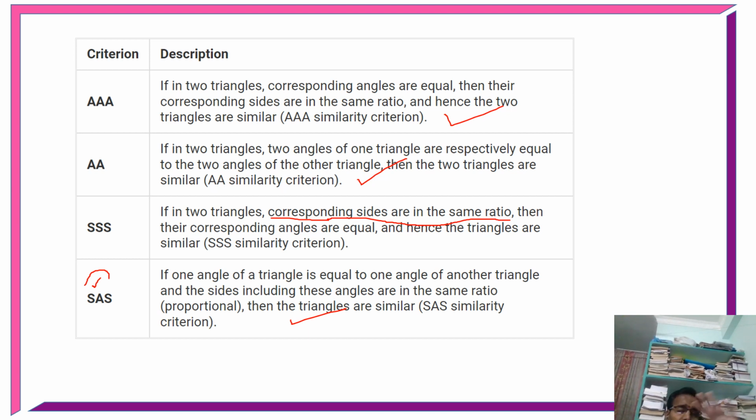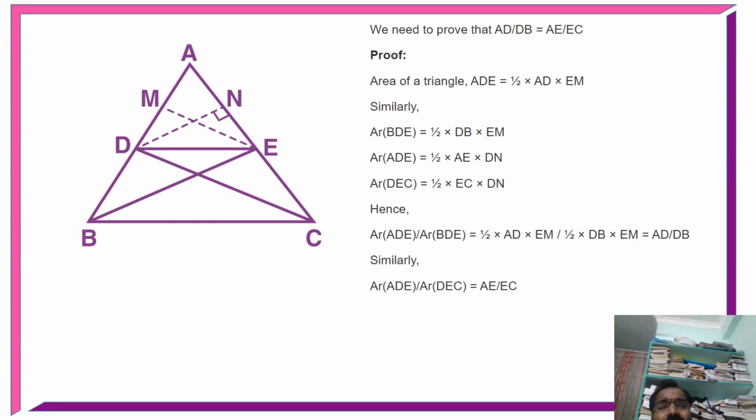If not possible, they are not similar. Let us go to the next slide. In the next slide, it is given, same as whatever we proved, the basic proportionality theorem, just before we discussed, students. So we have to prove AD by DB equals AE by EC. The statement we know: in a triangle, if DE is parallel to BC, then DE divides the remaining two sides proportionally.